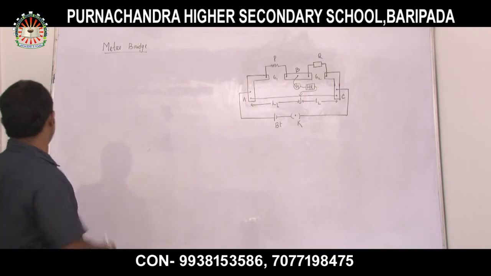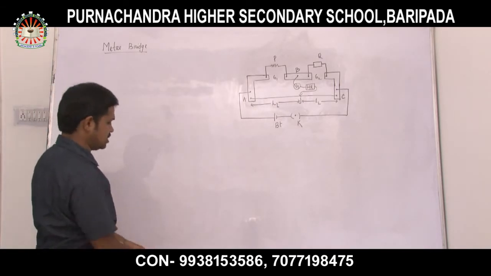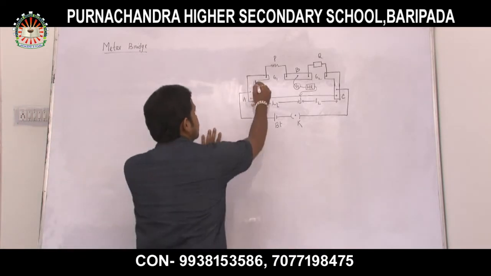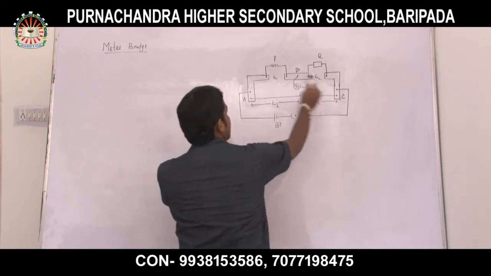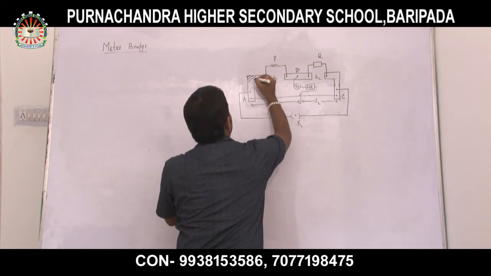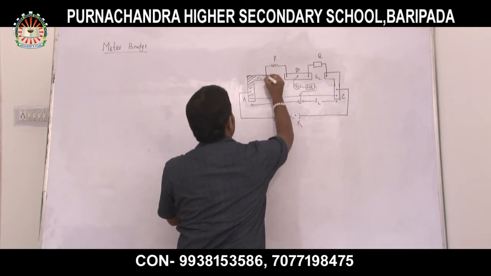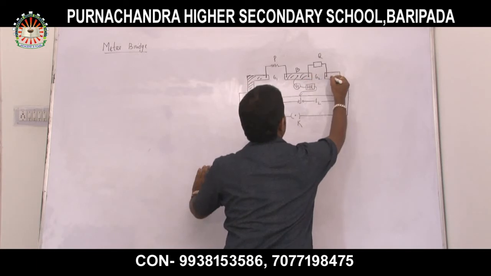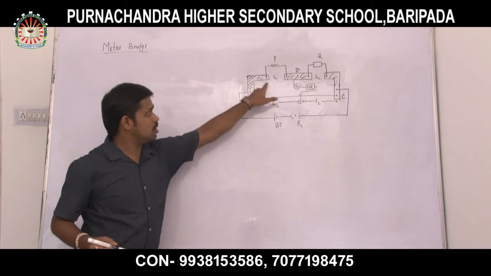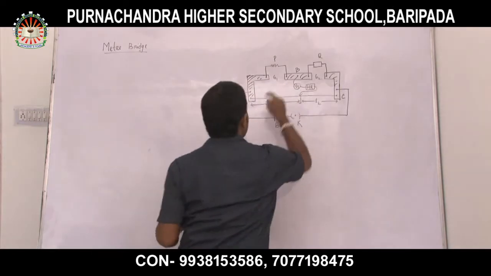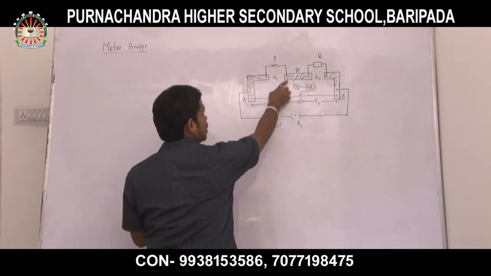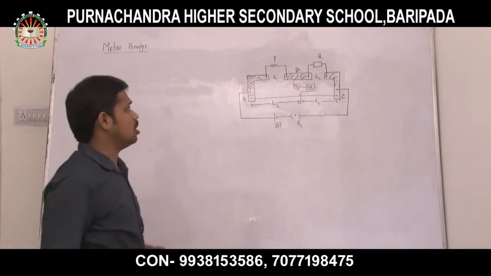Clear? So what happens here in the meter bridge? Look at the figure, all of you. In the meter bridge, these are the copper strips. Whatever I mark here, these are the copper strips. How many copper strips are there? 1, 2 and 3. These are the copper strips.